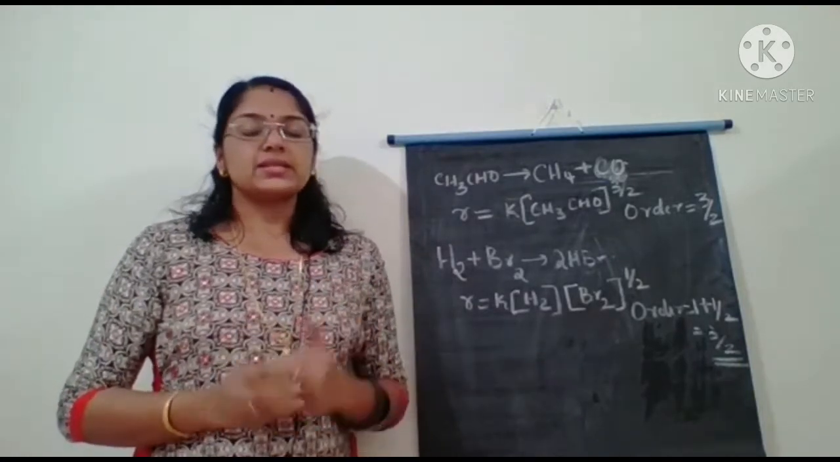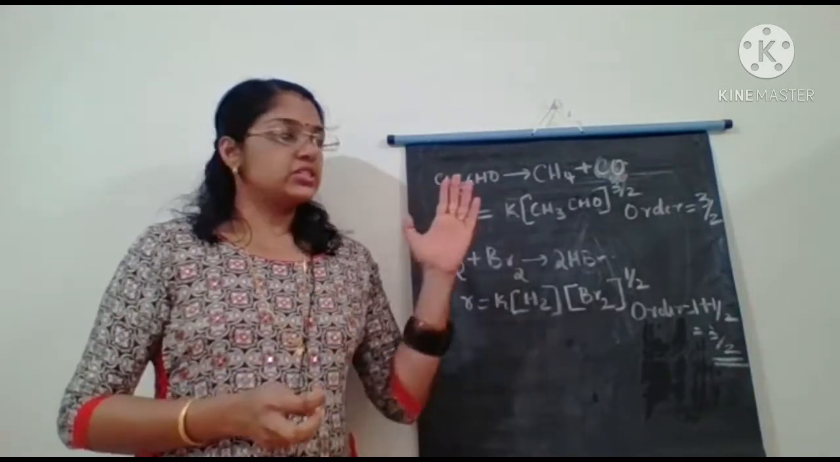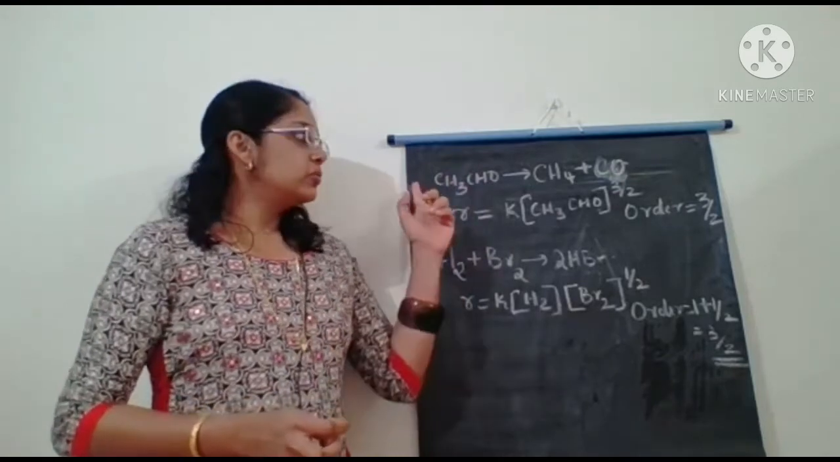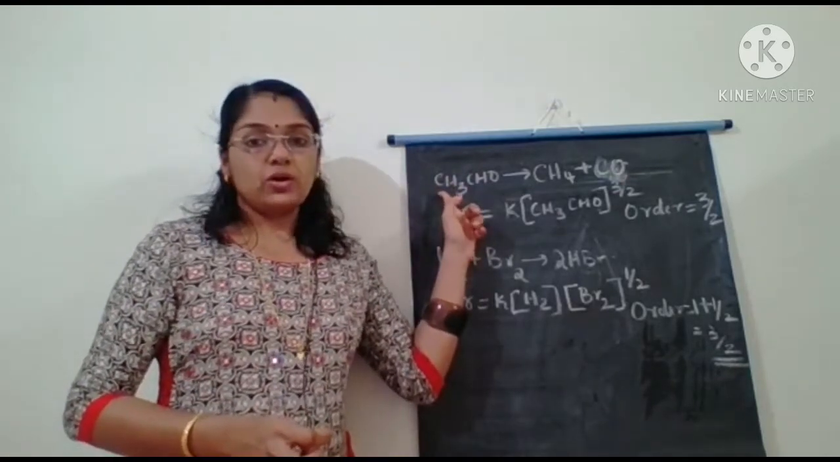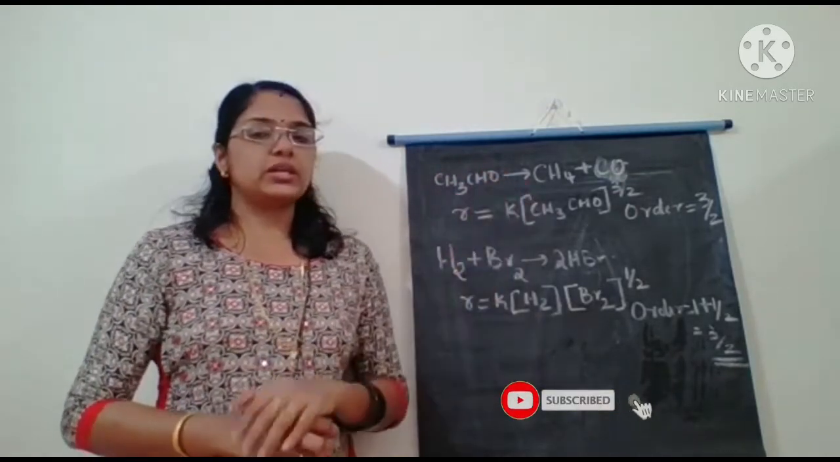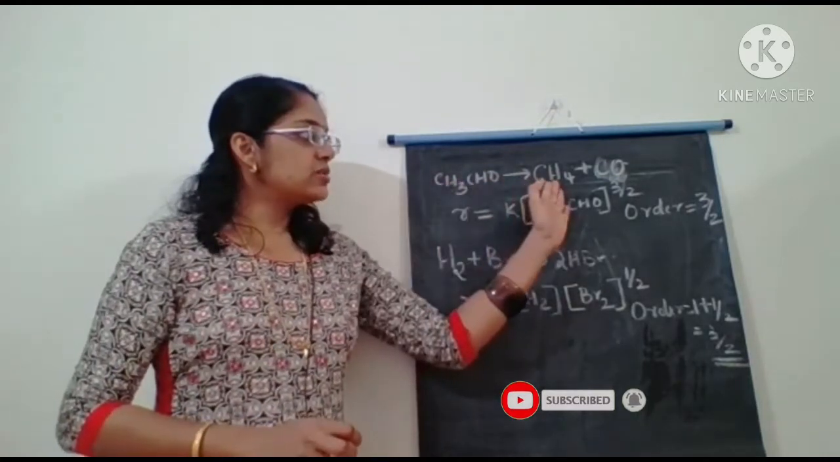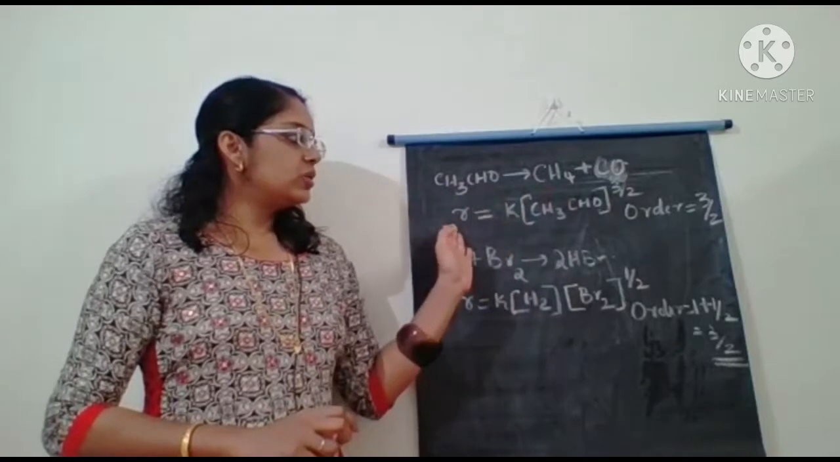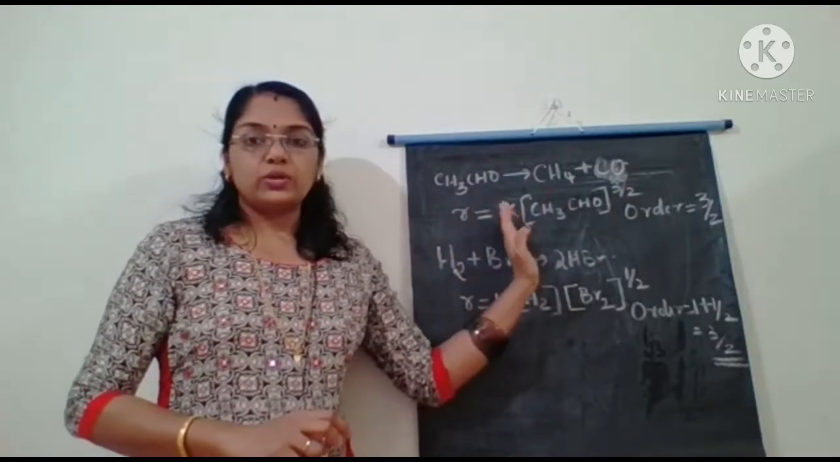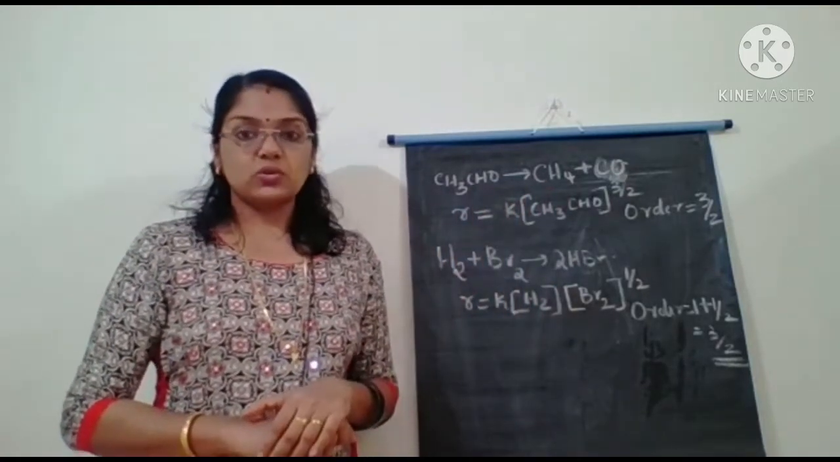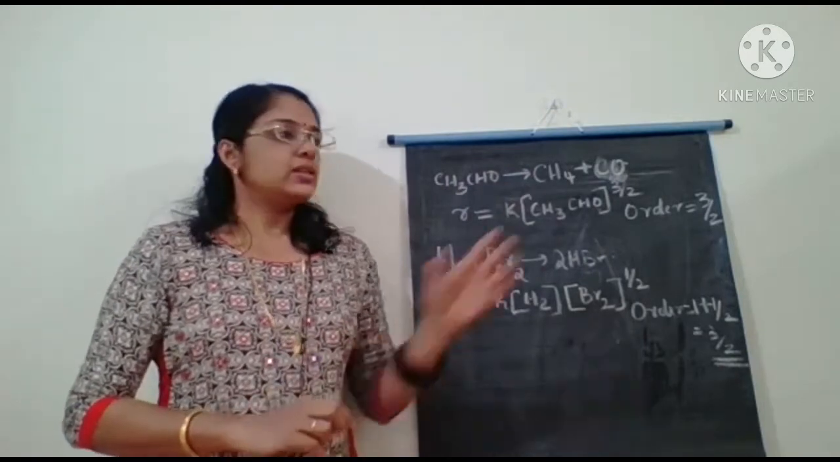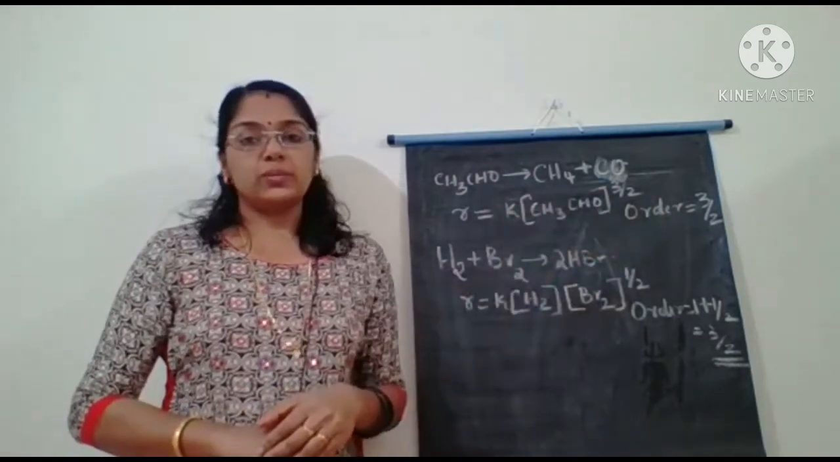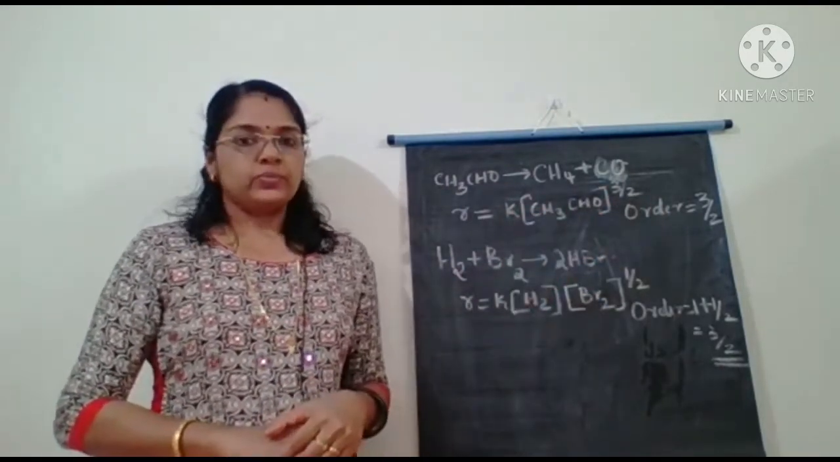Let us discuss some examples where the order of the reaction becomes fractional. Consider the decomposition of acetaldehyde at 723 Kelvin. It results in the formation of methane and carbon monoxide. Here the rate law is found to be R is equal to K into the concentration of CH3CHO whole raised to 3 by 2. That means the order is 3 by 2, which is a fractional order.